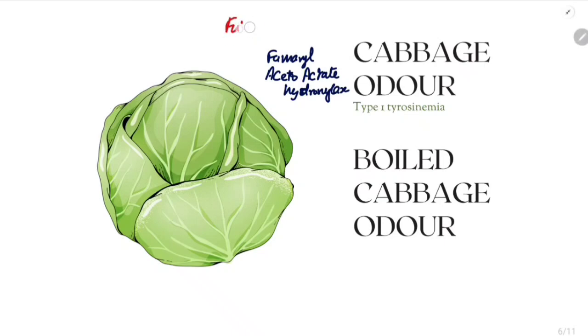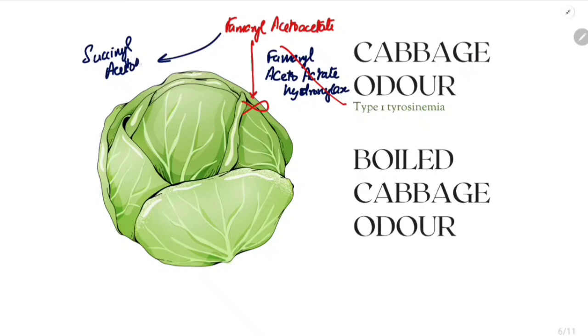fumarylacetoacetate cannot be metabolized. Normally, fumarylacetoacetate will be metabolized into fumarate and acetoacetate. Because of this enzyme defect, fumarylacetoacetate is not metabolized, and it will be diverted to form succinylacetoacetate. The succinylacetoacetate will be excreted in the urine. So this is responsible for cabbage odor in type 1 tyrosinemia.